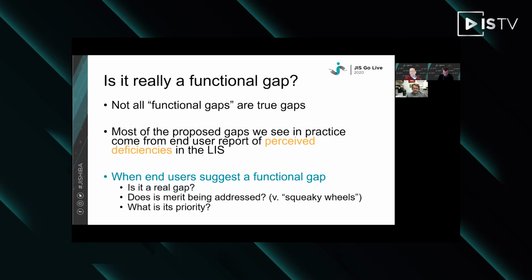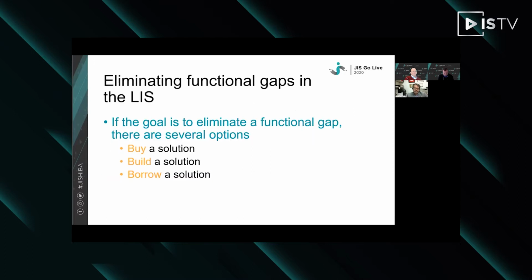And finally, with any problem, we need to prioritize how important something is. It may be a true functional gap, but if it has a very minimal impact, it may not be something that's worth addressing. So if you have identified functional gaps in your LIS or your other information system, there are three sort of broad approaches to actually eliminating the functional gap.